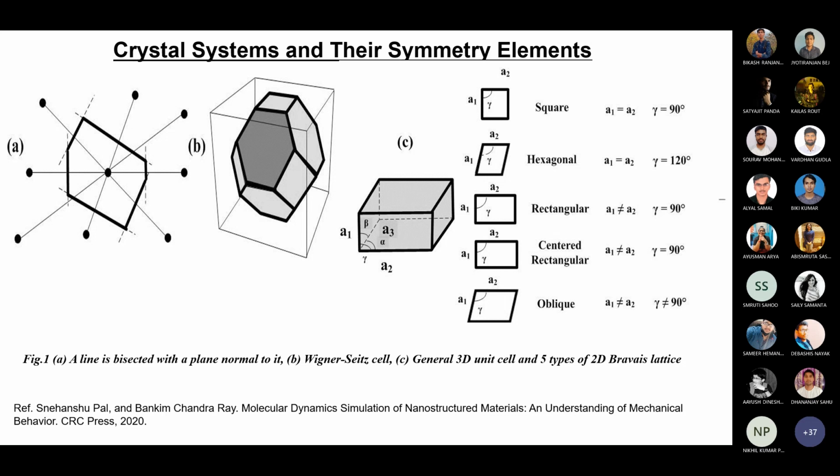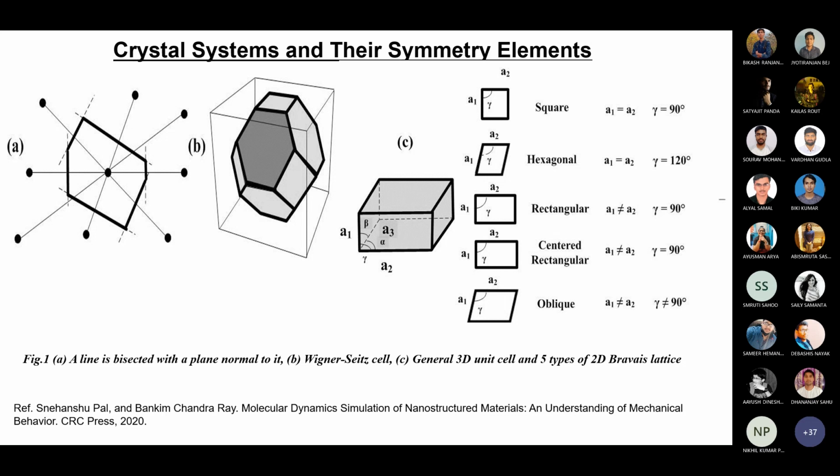this is a general three-dimensional unit cell, and five types of two-dimensional Bravais lattice are given on the right hand side of the slide. So it may be square. What should be the features of the square? A1 equals A2, and the angle between the two basis vectors should be 90 degrees. In the same way you can understand hexagonal, then rectangular, then centered rectangular, then oblique. So these are the five types of Bravais lattice.